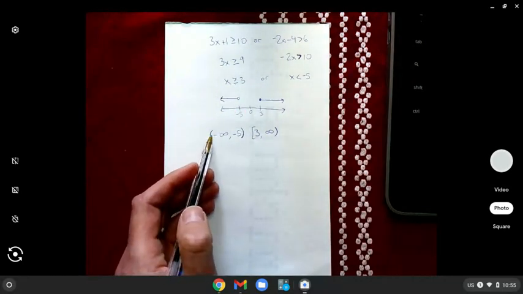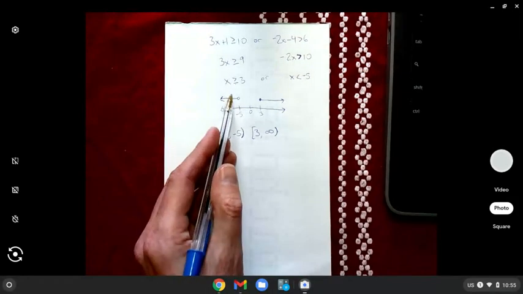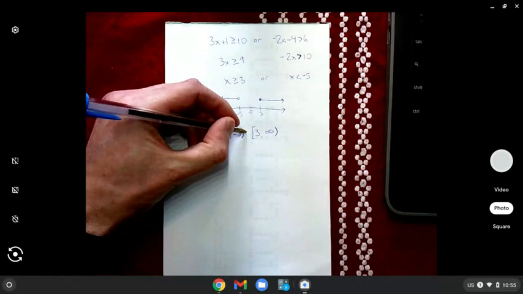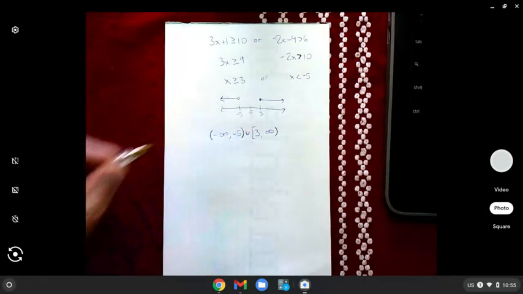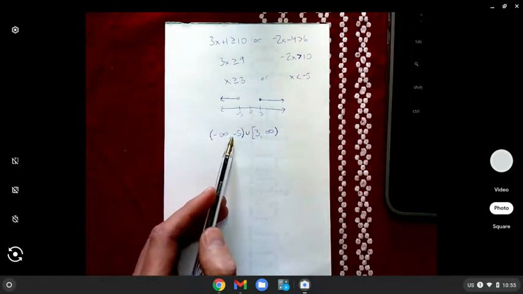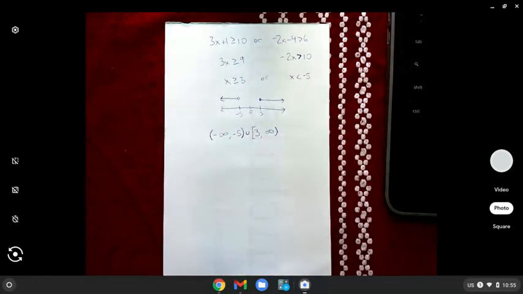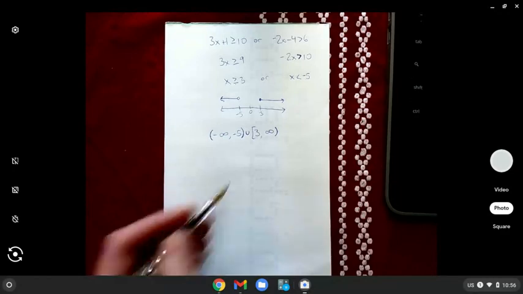I want to be able to use either this set of numbers here or this set of numbers here. So I'm going to put a union in between. I'm going to say any of these values or any of these values will work for this compound inequality. That's the interval notation right there.